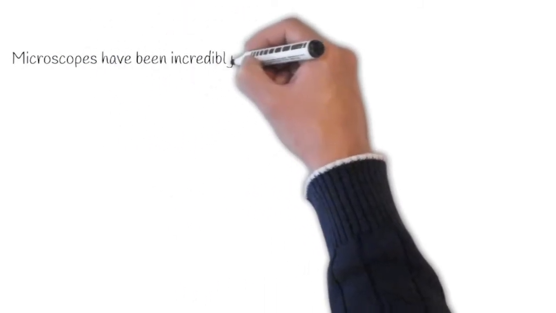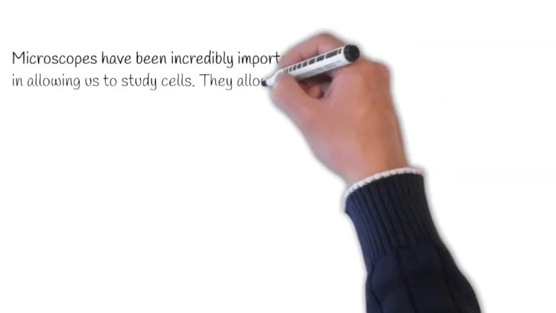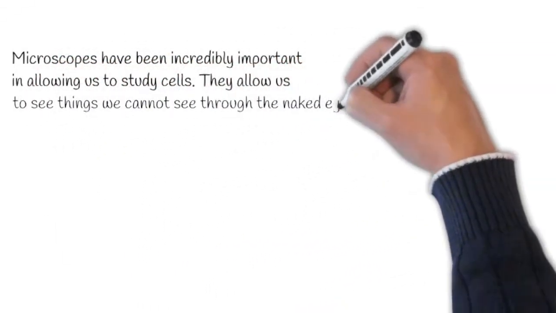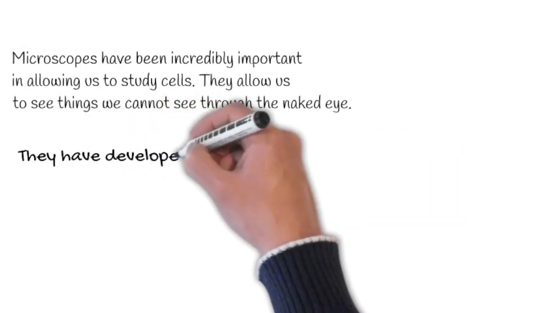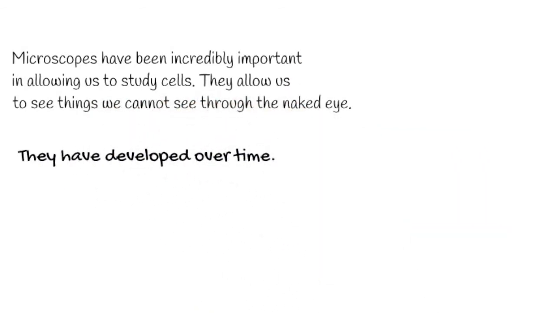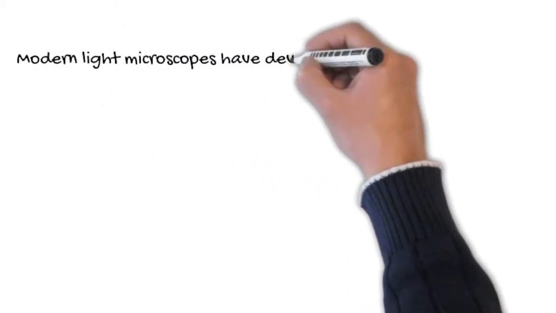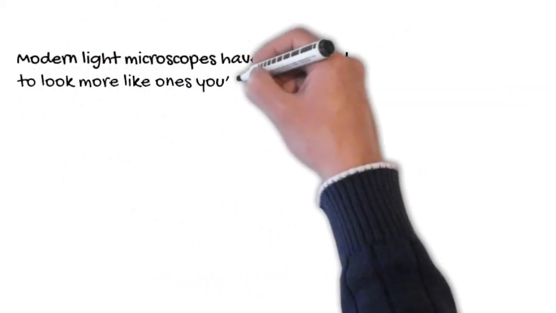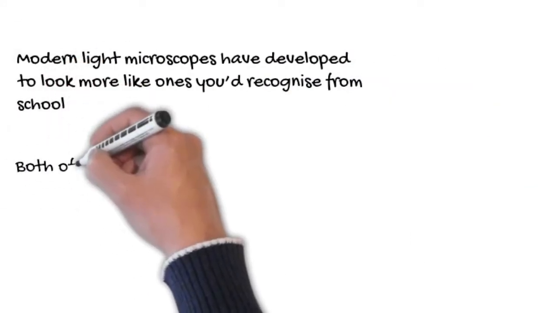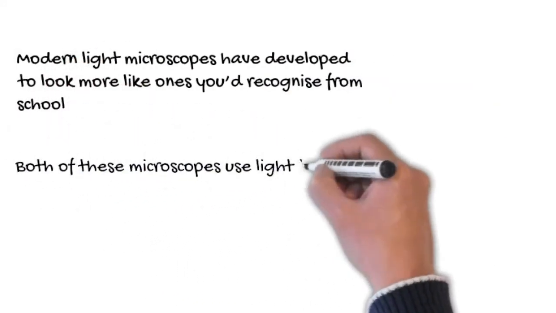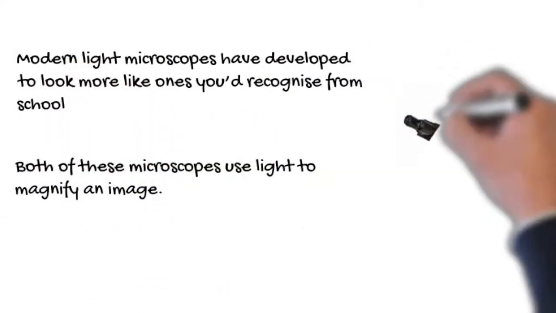Microscopes have been incredibly important in allowing us to study cells. They allow us to see things we cannot see through the naked eye. They have developed over time. Modern light microscopes have developed to look more like the ones you'd recognise from school. Both of these microscopes use light to magnify an image.